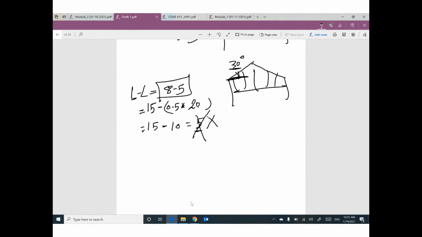So guys, this point is clear? Do you think this point is clear?